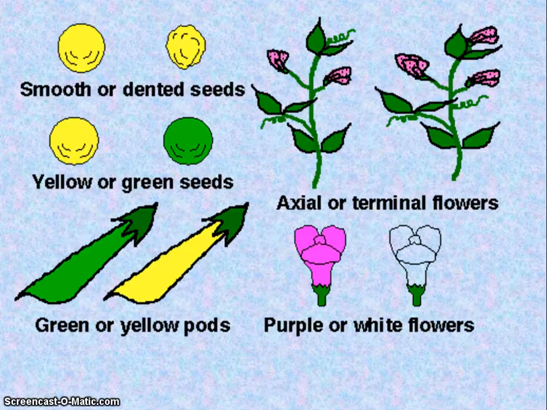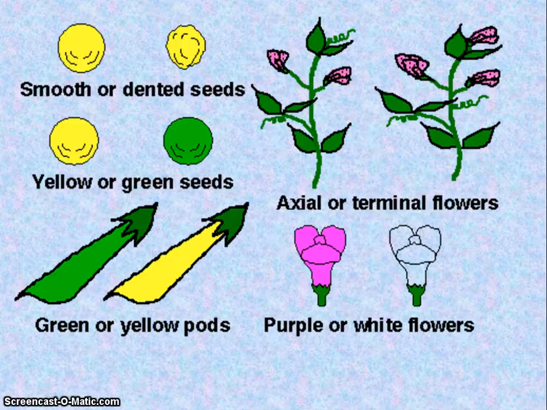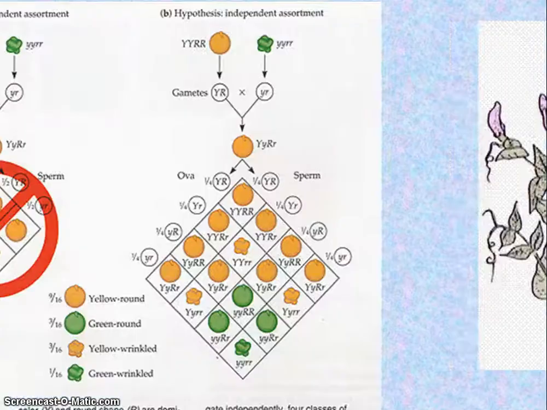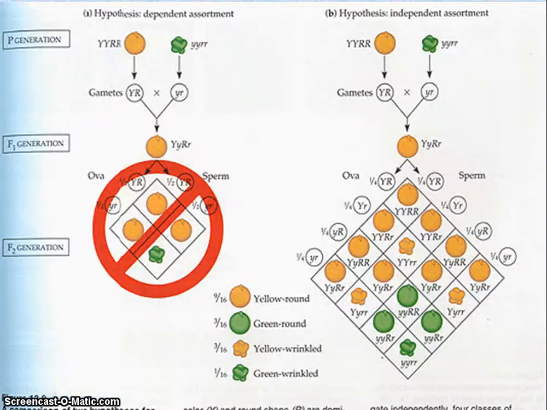Now, pea plants are very easy to grow. They produce large numbers of offspring in a short time, and they reproduce sexually. Okay, there are about 7 different traits that we have.